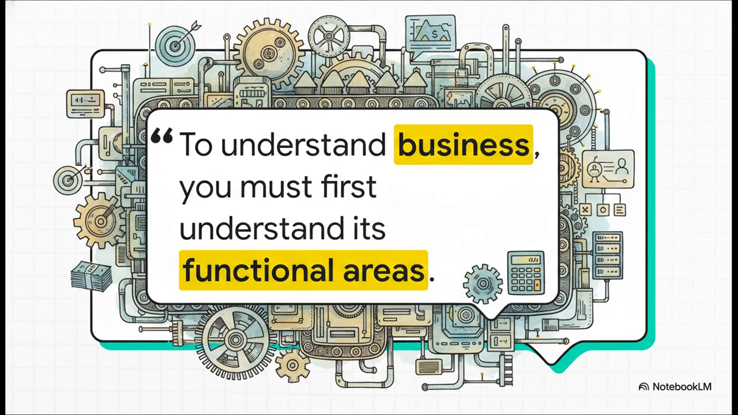So to wrap it all up, I want to leave you with this final thought. अगर तुम बिजनेस को समझना चाहते हो, तो पहले उसके functional areas को समझना ज़रूरी है. A business isn't just about a product, it's a complex machine. And if you really want to understand how that machine works, you have to start with its core components, the functional areas. I really hope this explainer helped you get a solid grip on that.